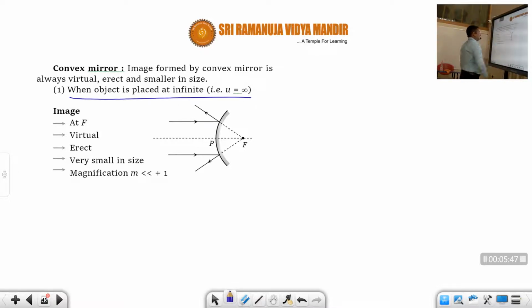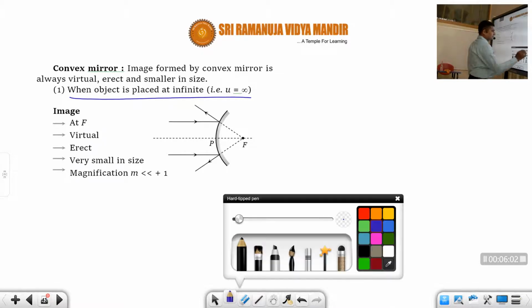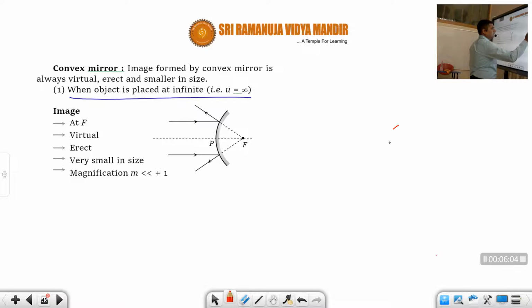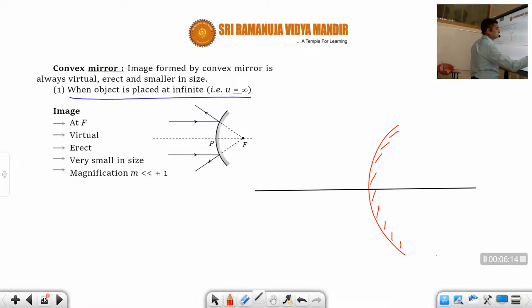In that case, let us see what is the position of image, what is the nature of image, what is the size of the image. First let us take one convex mirror. Suppose this is a convex mirror. Although it is drawn here, I am drawing once again. This is a convex mirror, and let us say this is the principal axis.